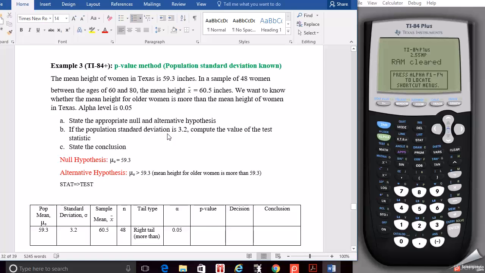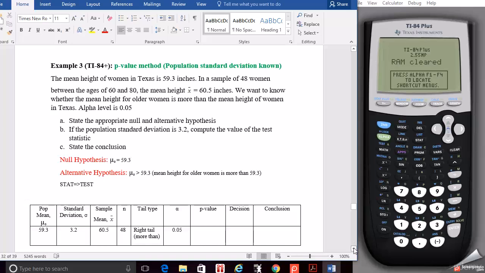The null hypothesis, of course, is mu zero equals 59.3, and the alternative hypothesis is mu zero is greater than 59.3. Why? Because the sample mean is 60.5, which is more than 59.3. Remember that the numbers you use for both the alternative hypothesis and the null hypothesis will be the same. Don't use different numbers.